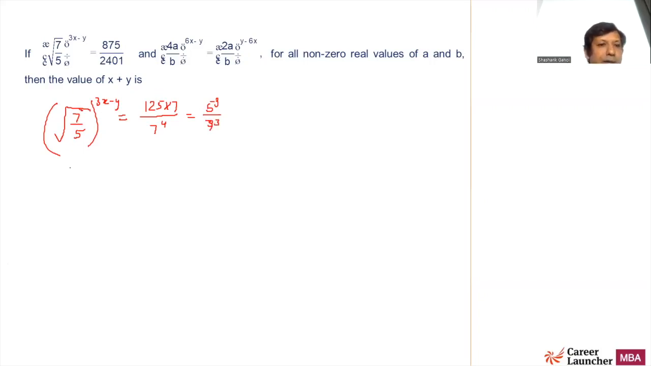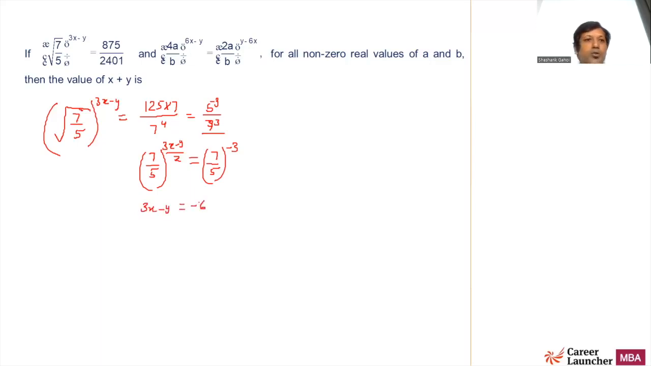And on the left hand side, if I write it in the same format, I can write it as (7/5) whole power minus 3. Now my left hand side becomes (7/5) whole power (3x minus y) upon 2. So from here, I can say that 3x minus y is going to be minus 6. So that's what I'm getting so far.